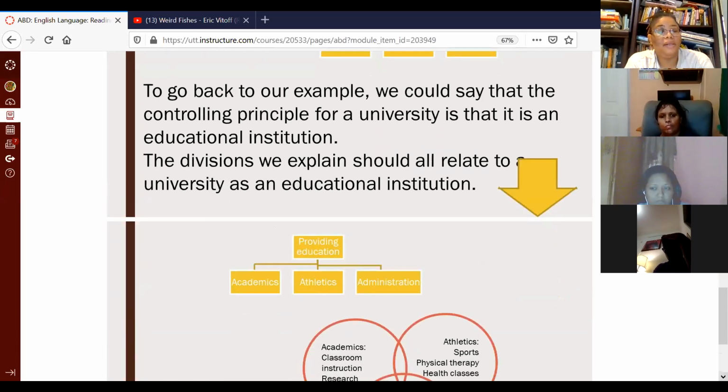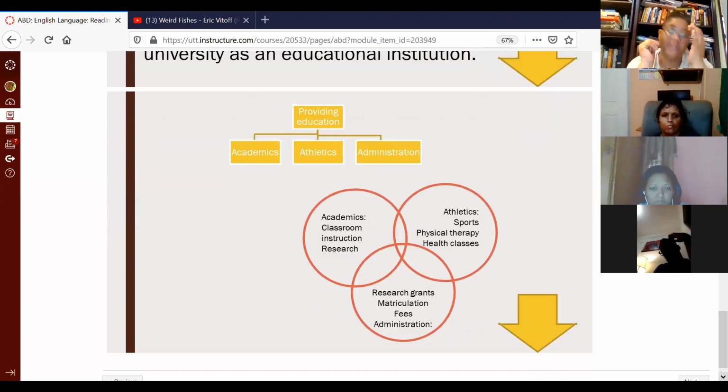So we might look at then the three ways in which a university functions as an educational institution. So it offers academics, it offers athletics, and then there is administrative support. So you see in our circles, each division: we have academics, such as classroom instruction and research; athletics, sporting activities, physical therapy, health classes; and administration, doing research grants, helping students matriculate, helping them sort out how they go about their day at the university.